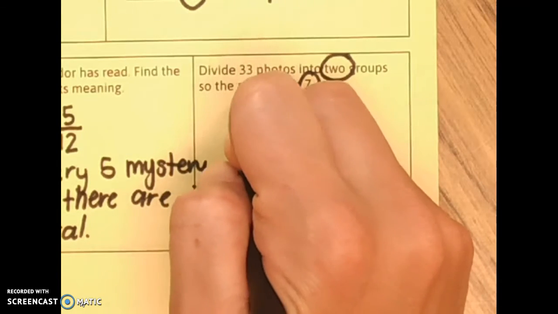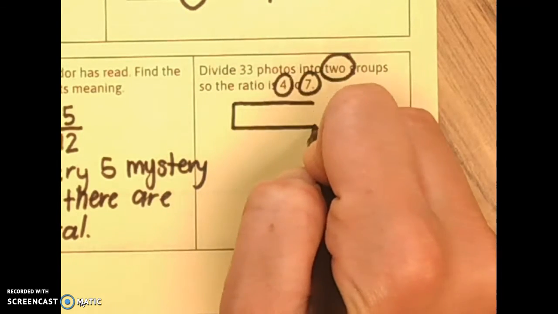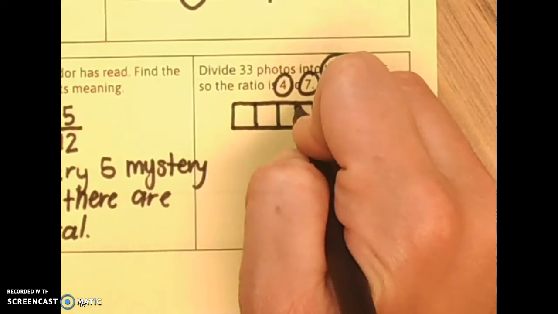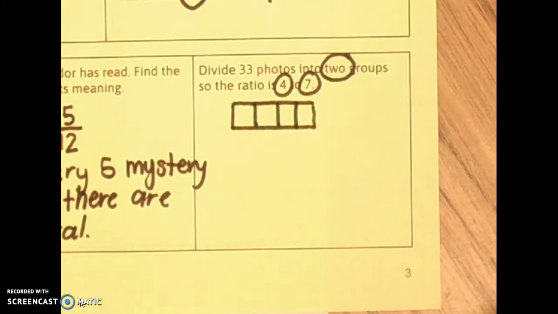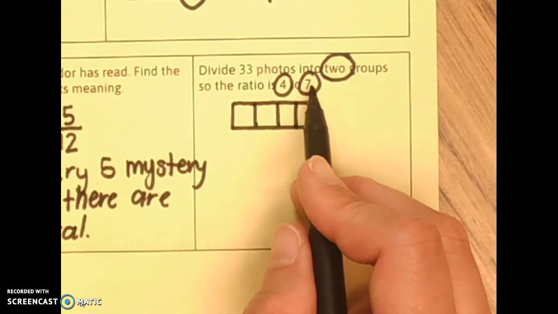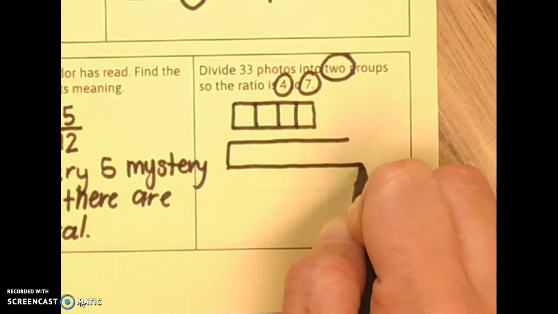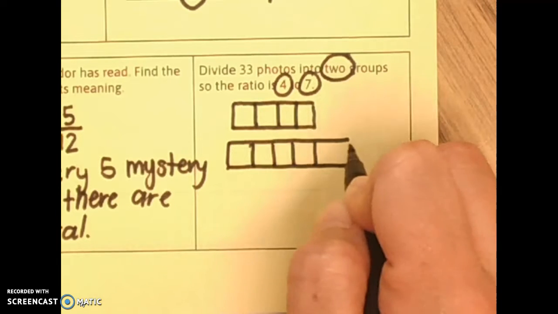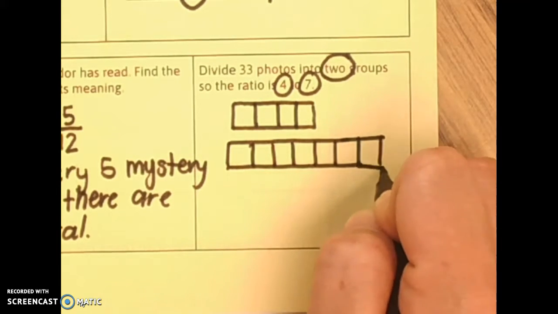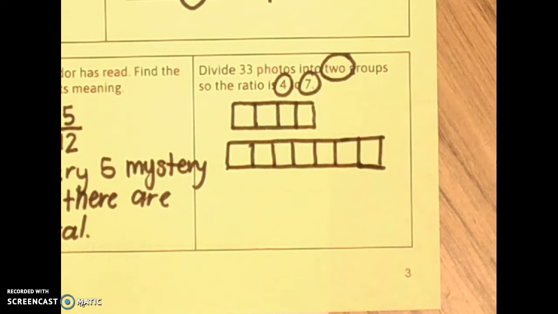So we're going to draw 4 boxes to represent the group with 4 in it. Now your boxes don't have to be beautiful. How many boxes do you think are going to be in our second group? 7, because it says 7 there. 1, 2, 3, 4, 5, 6, 7. So, no matter what problem we're going to do, it's always going to be two groups. Because ratio has the top as two numbers, so it only can have two groups.